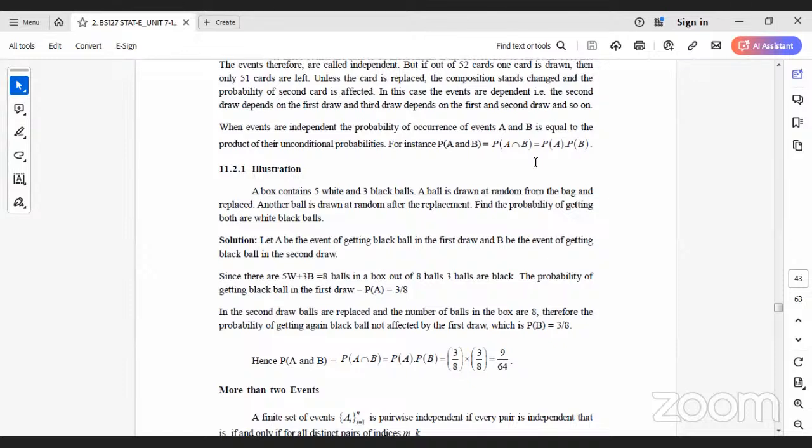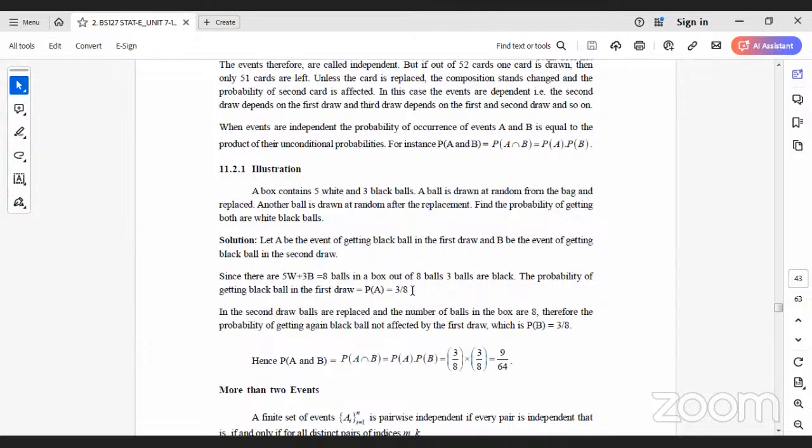A box contains 5 white balls, as already told. Let A be the event of getting a black ball in the first draw, and B the event of getting a black ball in the second draw. Suppose in the first draw a white ball came and in the second draw a black ball came. So how many white balls are there? 5. How many black balls? 3. 5 plus 3 is 8 balls.